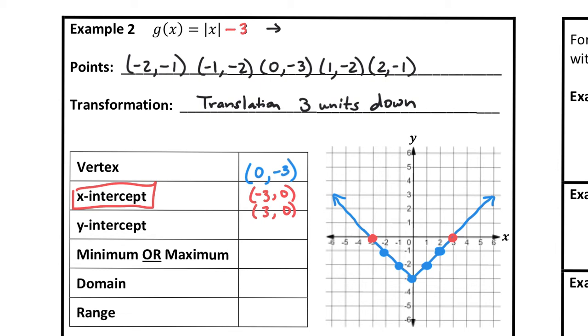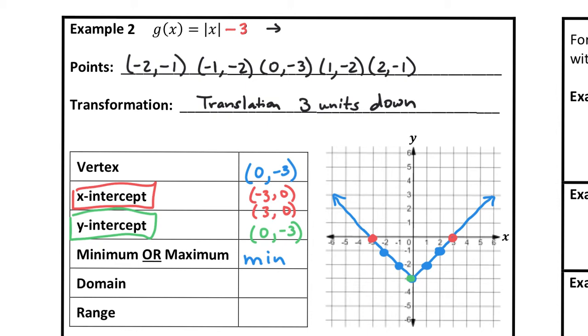For the y-intercept, it intersects the y-axis here, so that's at (0, -3). Is there a minimum or maximum? We have a minimum, right? A lowest point.